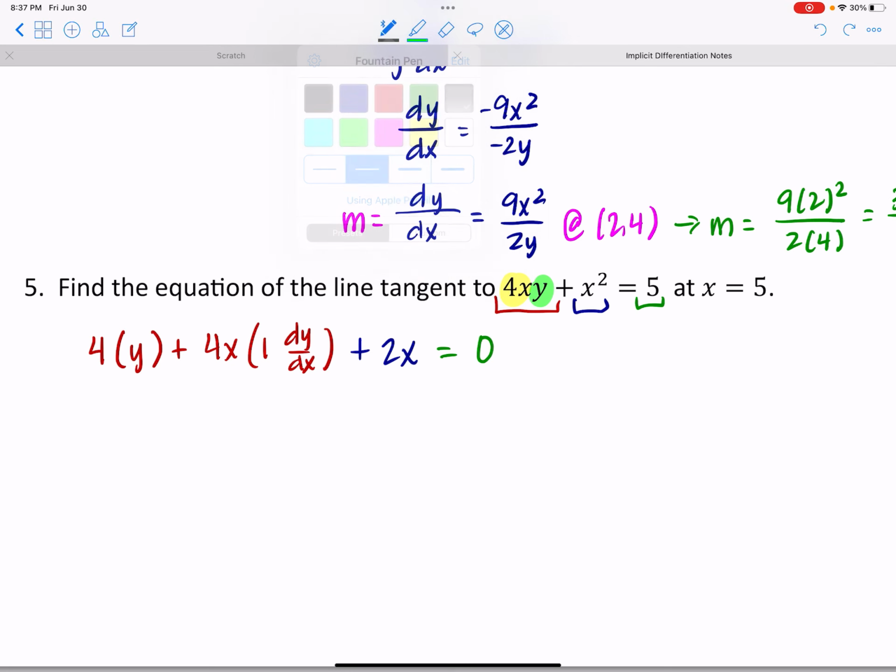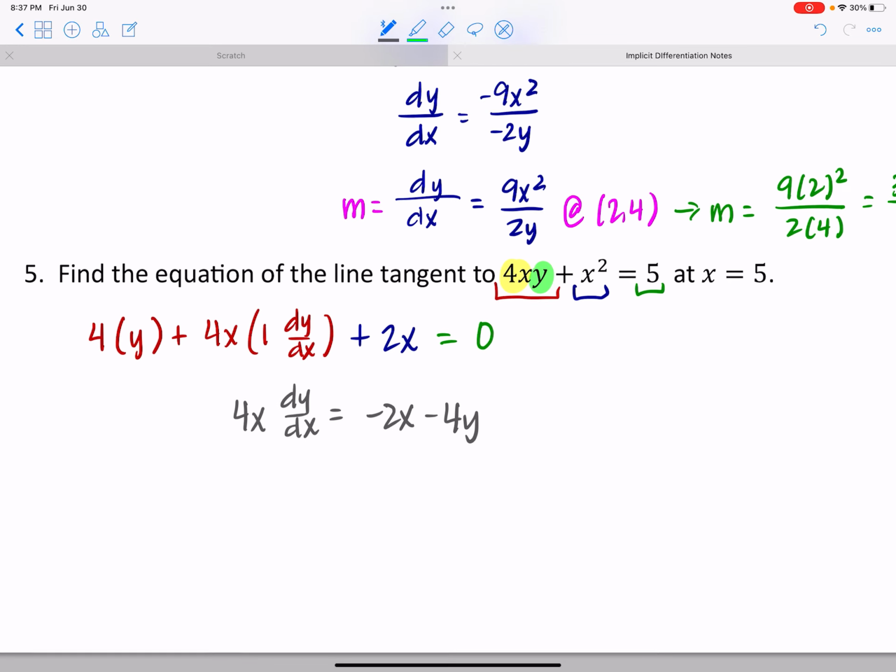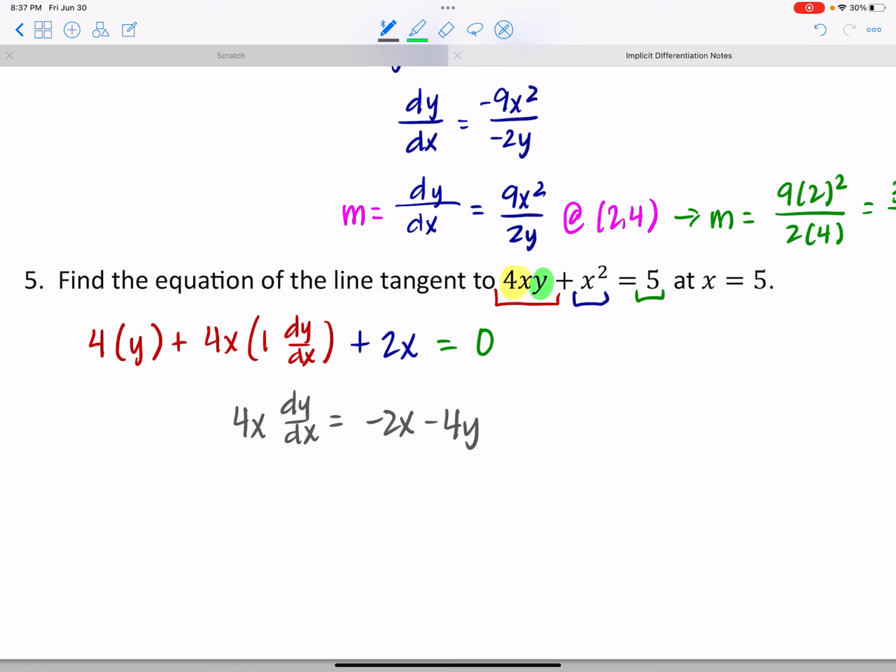So I'm looking at 4x dy/dx equal to... I'm going to subtract over the 2x and subtract over the 4y. The order you do that doesn't really matter. Subtract 2x over, subtract 4y over, and then again I'm solving for dy/dx, so I just need to divide by the 4x. So dy/dx is going to be negative 2x minus 4y, all divided by 4x.